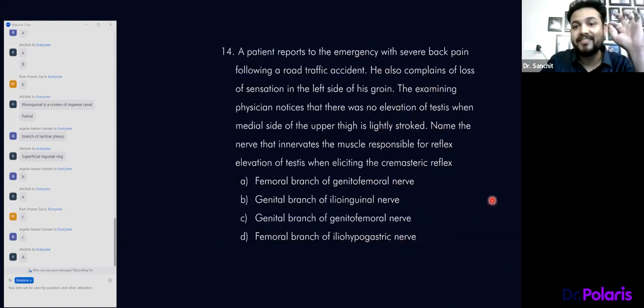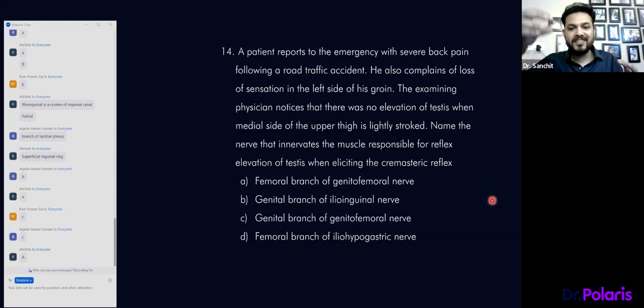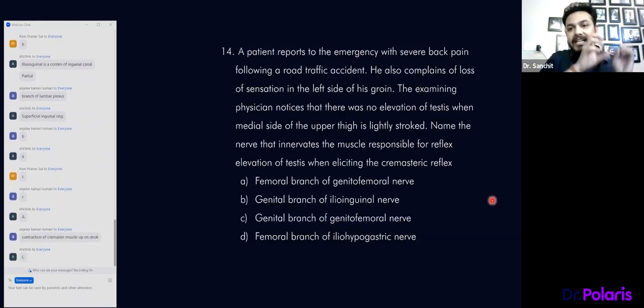So this cremasteric reflex happens because once we lightly stroke the upper end of the medial side of the thigh, there is some kind of nerve stimulation. Now, because of this nerve stimulation, some nerves carry this impulse and some nerves get this impulse. So basically for this reflex, you have got an afferent limb and you have got an efferent limb. That means some nerves take this reflex, some nerves bring this reflex. Once we stroke the medial end of the upper end of the thigh, some nerves that are present there take that signal and go to the brain. This signal is taken by the femoral branch of the genitofemoral nerve as well as the ilioinguinal nerve. So these are the afferent branches.